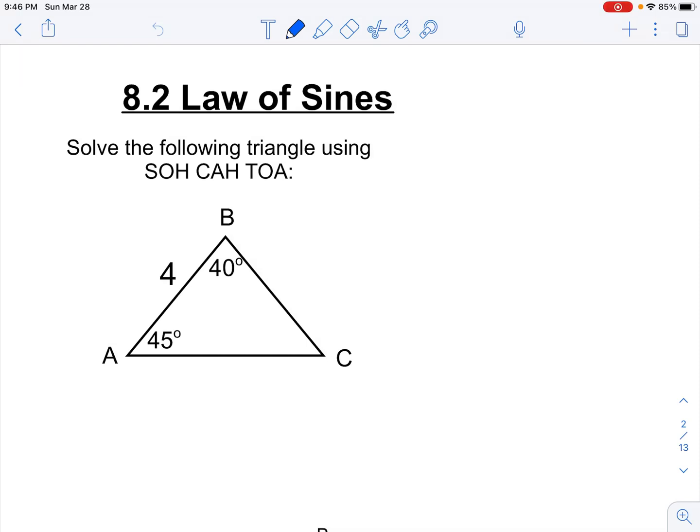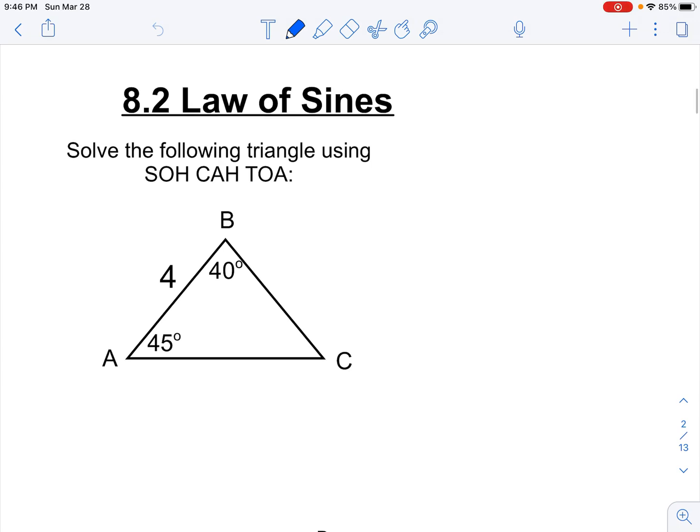All right, so today we're going to take a look at section 8.2, which is law of sines, and technically this is day 1. Taking a look at the triangle below, the directions say solve the following using SOHCAHTOA. We have a small problem here though, because if I take the two angles, the 45 and the 40, and subtract those from 180, we've got a 95-degree triangle.